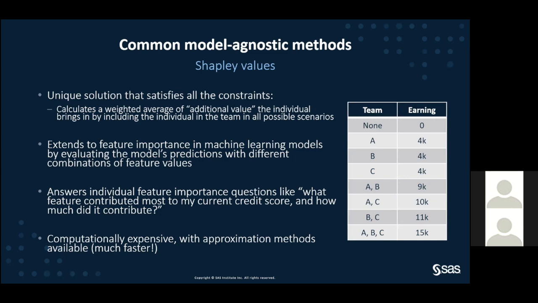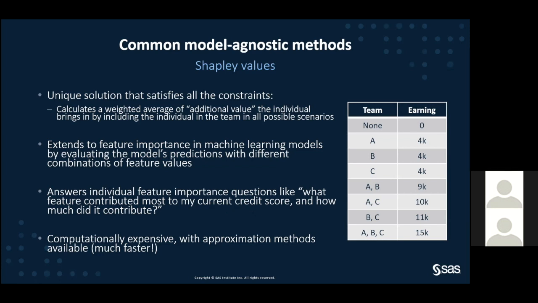So obviously this calculates the contribution of a team member, and it satisfies all the nice constraints that we would like. So naturally, we would want to extend this to compute feature importance, and it has been done. What we do is evaluate the model's predictions with different combinations of feature values. By comparing them with not including that feature or having the feature with a different value, we can compute the importance of that feature. So imagine A, B, C are not people, but variables. Then having that variable or not will give you different predictions, and you can calculate the importance of that feature. This answers individual feature importance questions like what feature contributed most to my current credit score and how much did it contribute?